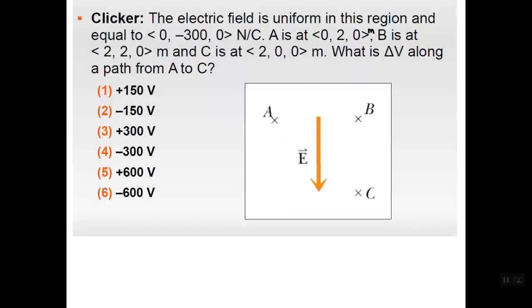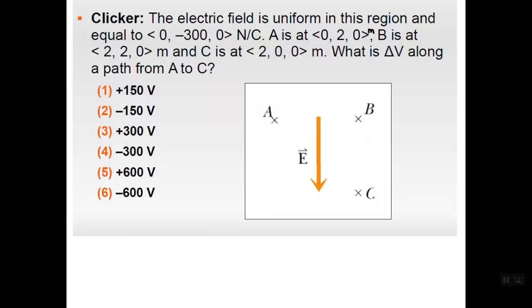In this lecture, we'll work a couple of examples using the concept of electric potential. Here's the first example. Imagine a region where the electric field is uniform, that is, constant in space and time. The vector electric field is given as shown in SI units.